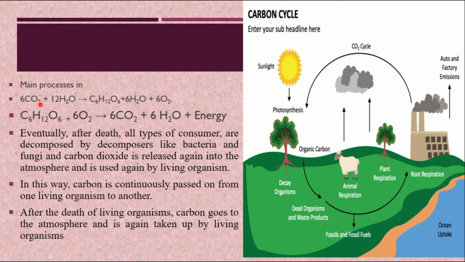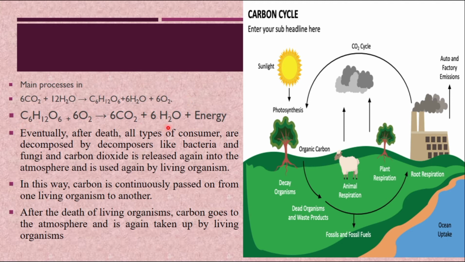The carbon dioxide which is present in the atmosphere, and 12 water molecules which are absorbed through the root, form the food, that is a carbohydrate. During this process 6 water molecules are released in the form of vapor and 6 oxygen molecules are released, along with the carbohydrate. So this is the first process. It is the process of photosynthesis.